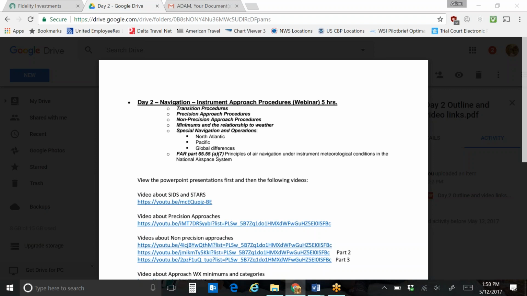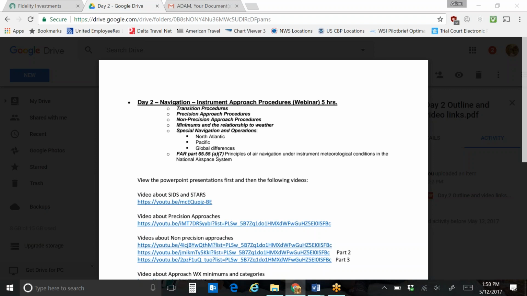And that last part, the FAR part 65.55, that's just discussing how you navigate in instrument conditions. It's talking about IFR flights and specifically a condition called IMC. So IMC is an acronym that you're going to want to know. Write it down. If you ever hear a reference to IMC conditions, what that means is instrument meteorological conditions. It just means that the weather is poor and you have to use your instruments in order to navigate because you will not be able to have any visual reference.